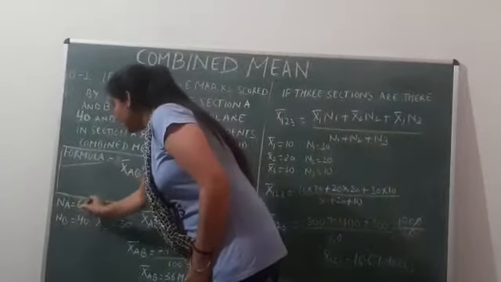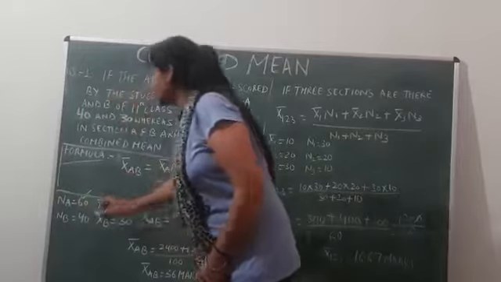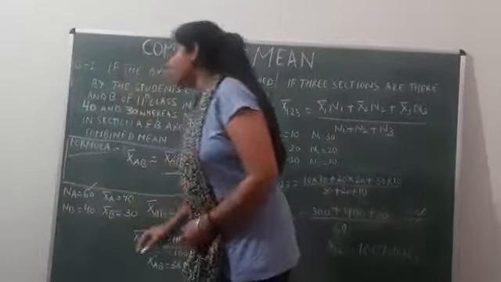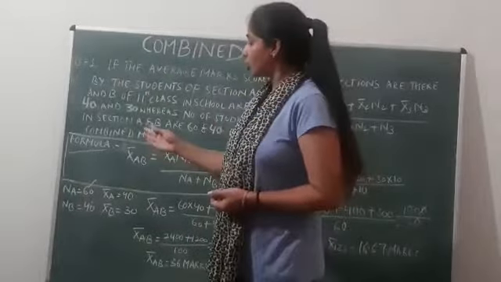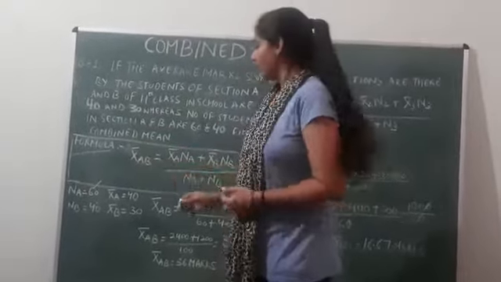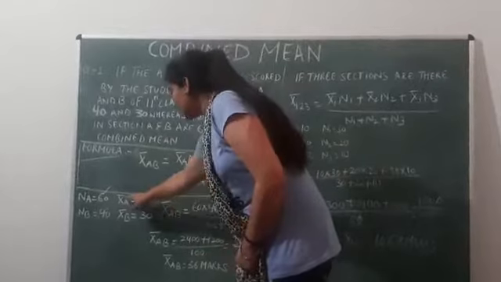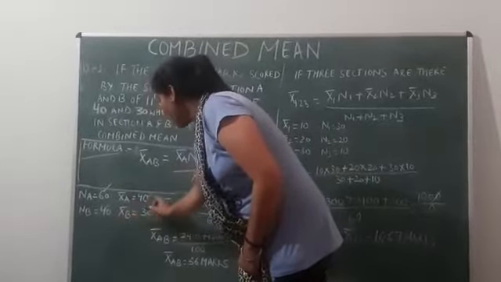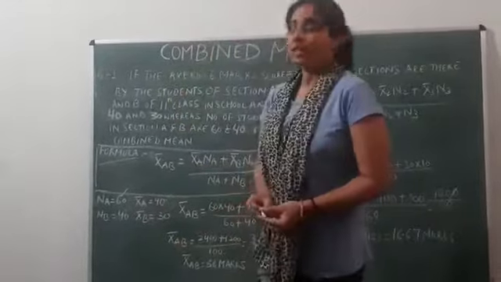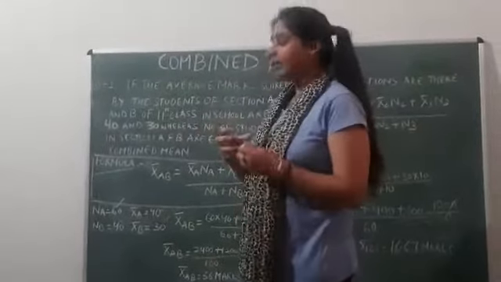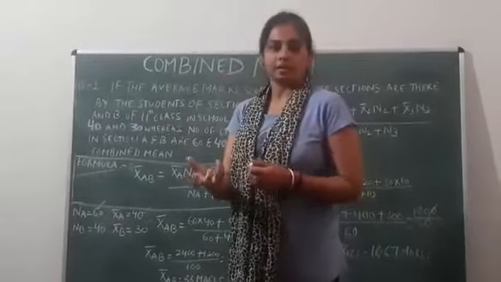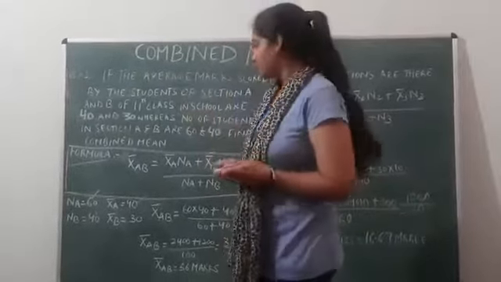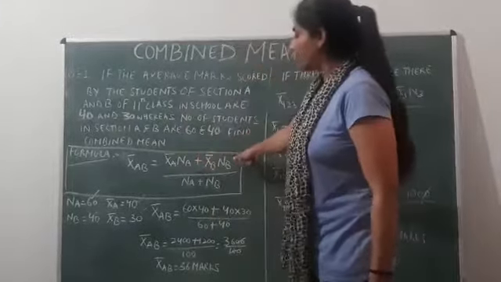What is NA? NA means how many students are there in section A. Then NB. NB means number of students in section B. These 2 things are given, and then it is given what is the mean marks of section A and what is the mean marks of section B. Now I have to combine the average of both classes, right? So when I have to combine the average of both classes, I will be applying this formula.